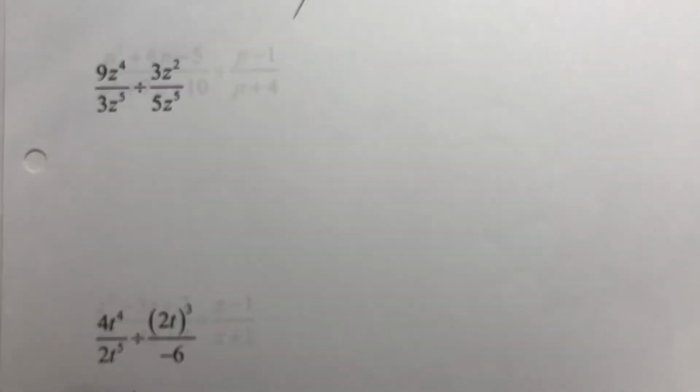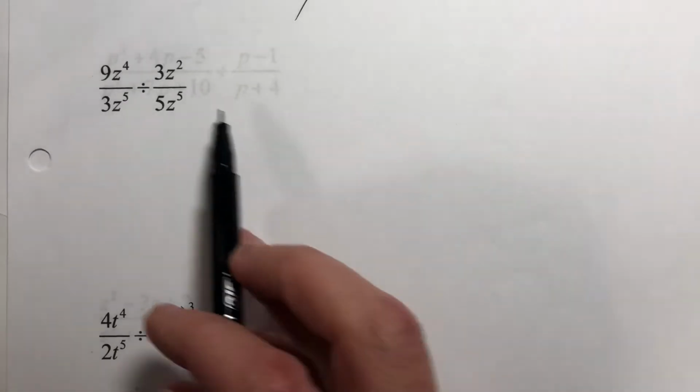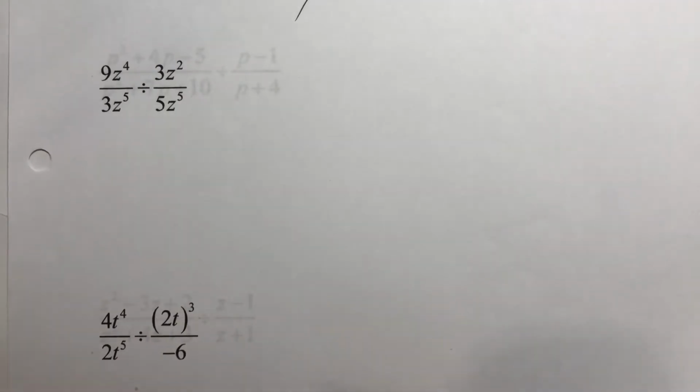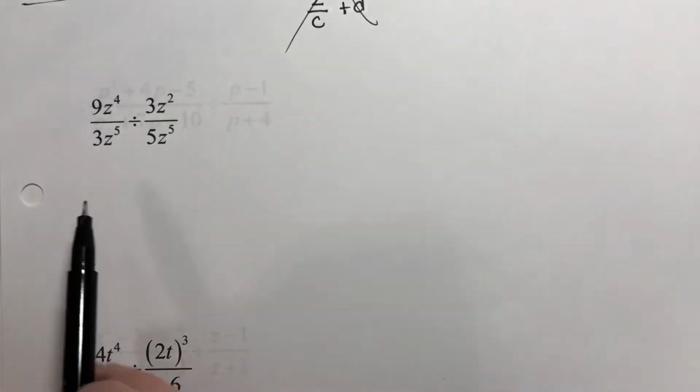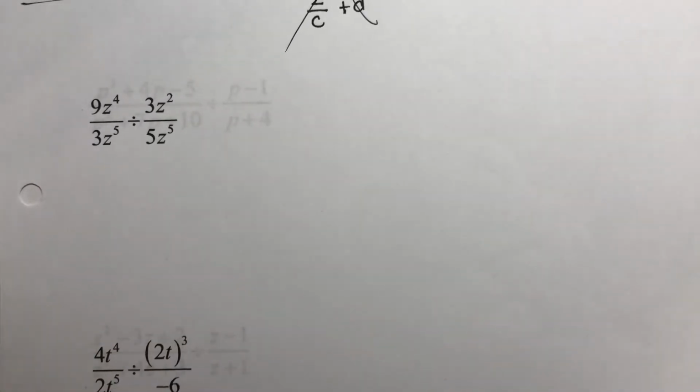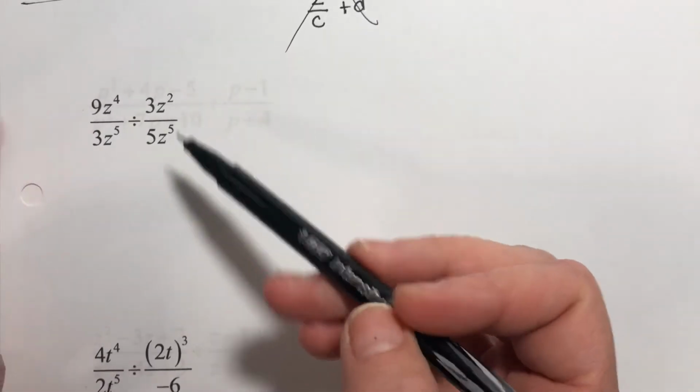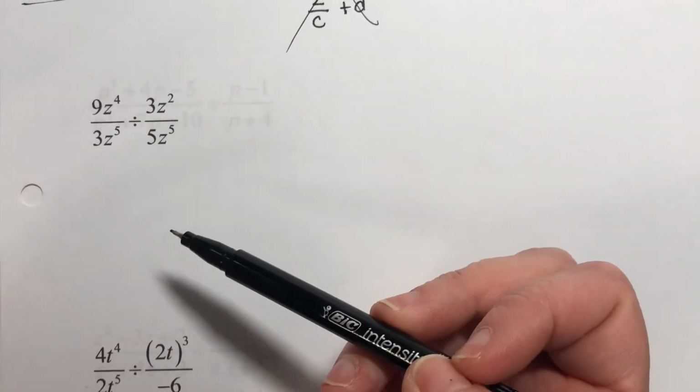This is 7.1, part 2. We are multiplying and dividing. This is our first division problem. I do suggest that you factor everything first. There's nothing in here to factor because there's no additions or subtractions anywhere.